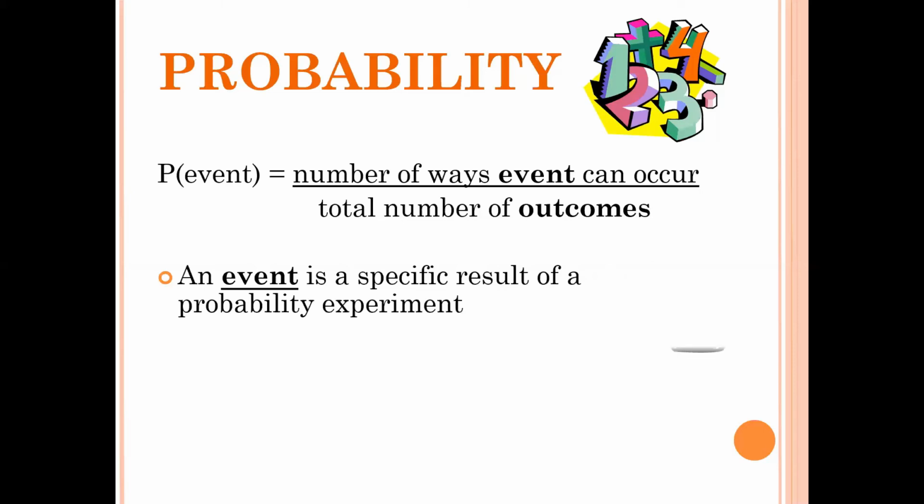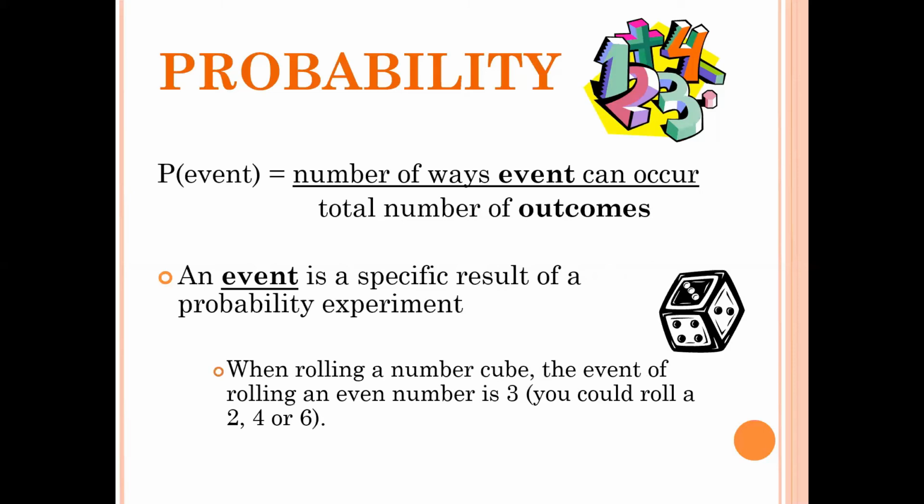Let's look at another example. When rolling a number cube, which is the dice, the number of ways of rolling an even number is 3, because you can only get 2, 4, or 6. So the probability of the event would in that case be 3 by 6, which is equal to 1 by 2, which is also represented as 50%. So the probability of getting an even number while rolling the dice is 50%.